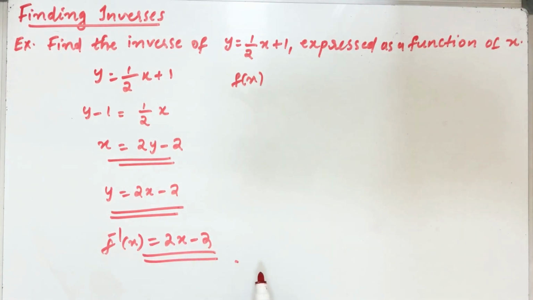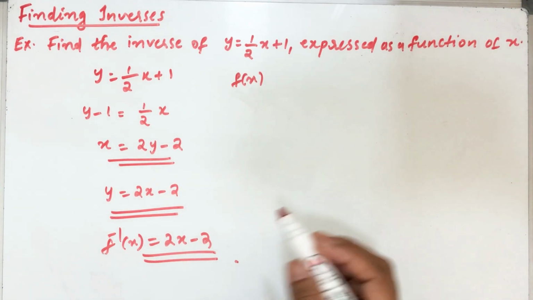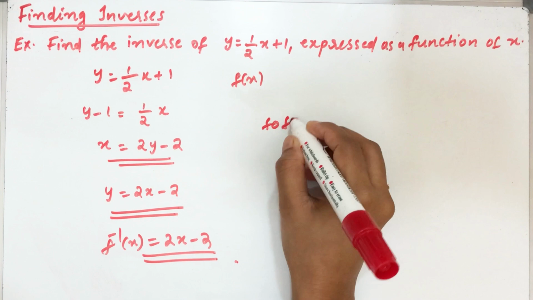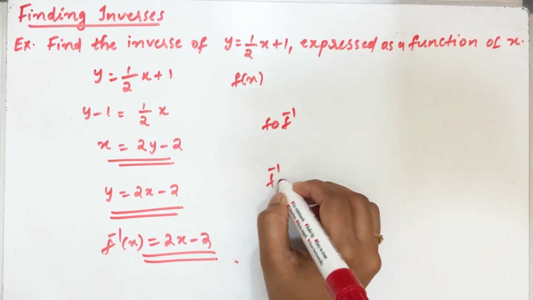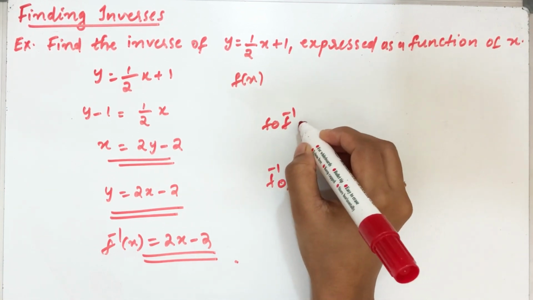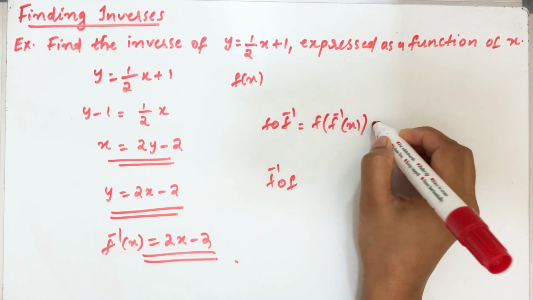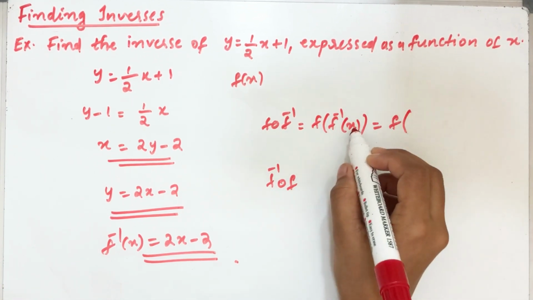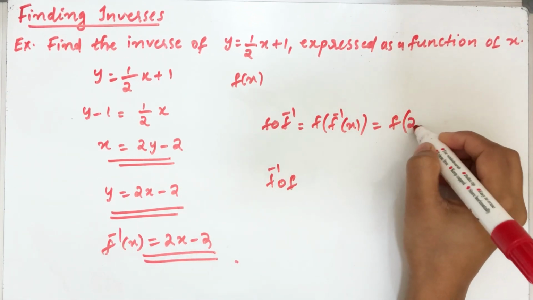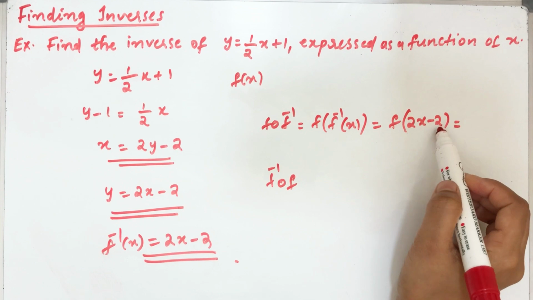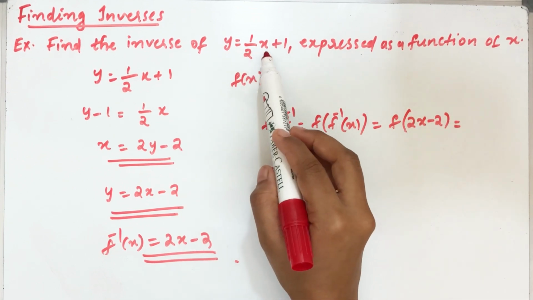We have studied that the composite of f and f inverse will give the identity. So we can check whether this is true. So we can see f composite f inverse and f inverse composite f. F composite f inverse is f of f inverse of x. This is equal to f of 2x minus 2, since f inverse of x is 2x minus 2. F of x is 1 by 2 x plus 1.